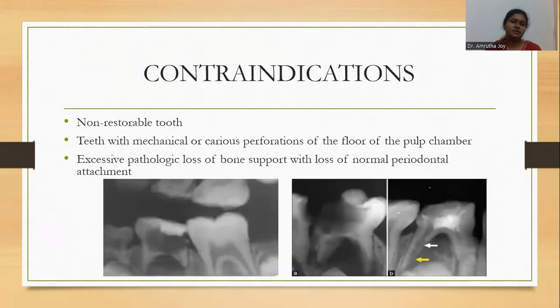Coming to contraindications, if the tooth is non-restorable, that is a grossly decayed tooth, and teeth with mechanical or carious perforation at the floor of the pulp chamber, that is if it is directly entering into the furcal area, and then excessive pathological loss of bone support and loss of normal periodontal attachment. The radiographic pictures show radiolucency in the furcal area and resorption of root more than 2/3. Such cases we cannot perform pulpectomy.